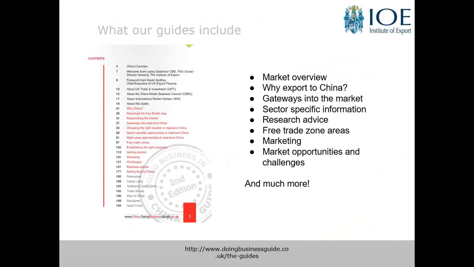We touch on things like free trade zone areas that not everybody is aware are actually available to them. We talk about things like marketing and market opportunities and challenges and much, much more. The China Guide is actually 200 plus pages, so lots of information there for you to use at your fingertips.